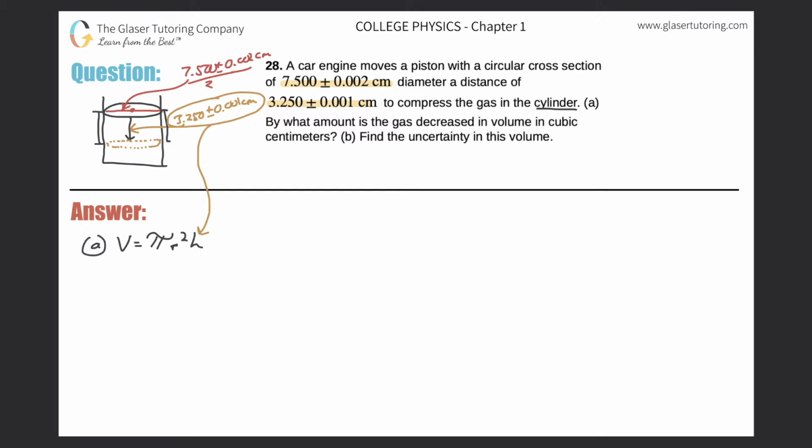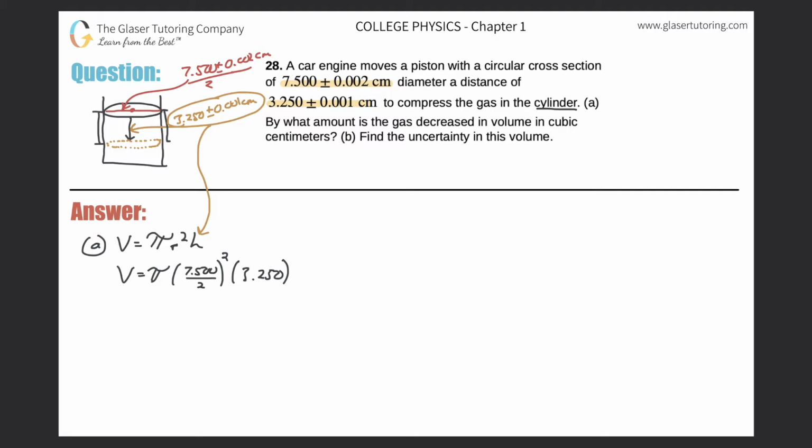All right, so the volume is equal to pi multiplied by the radius, which, remember, the diameter was 7.500, and I'm just going to divide that by 2 so that I find the radius, and that value will be squared, and then multiply it by the height, right? So that was 3.250. I just left out the units here, but they're both in centimeters, so that's good. I have to make sure that they're consistent, which they are.